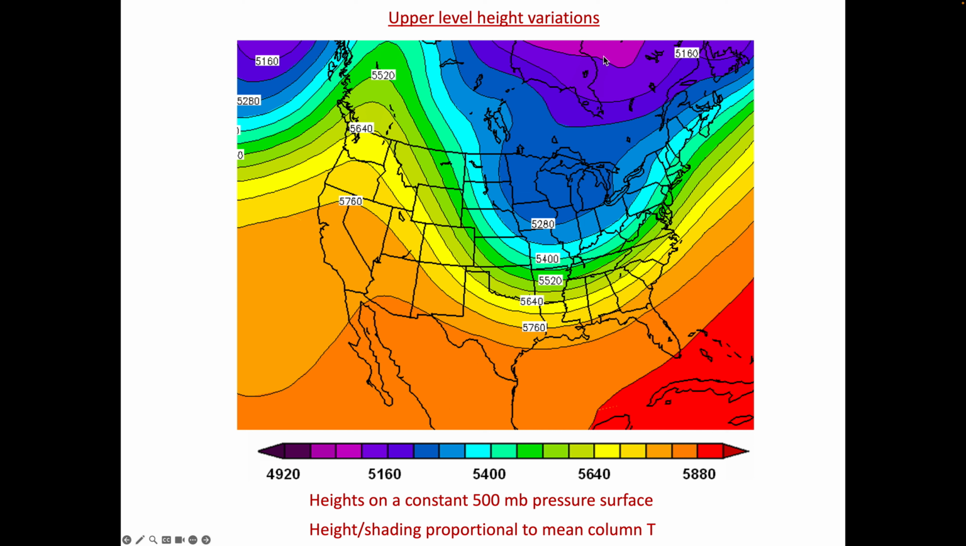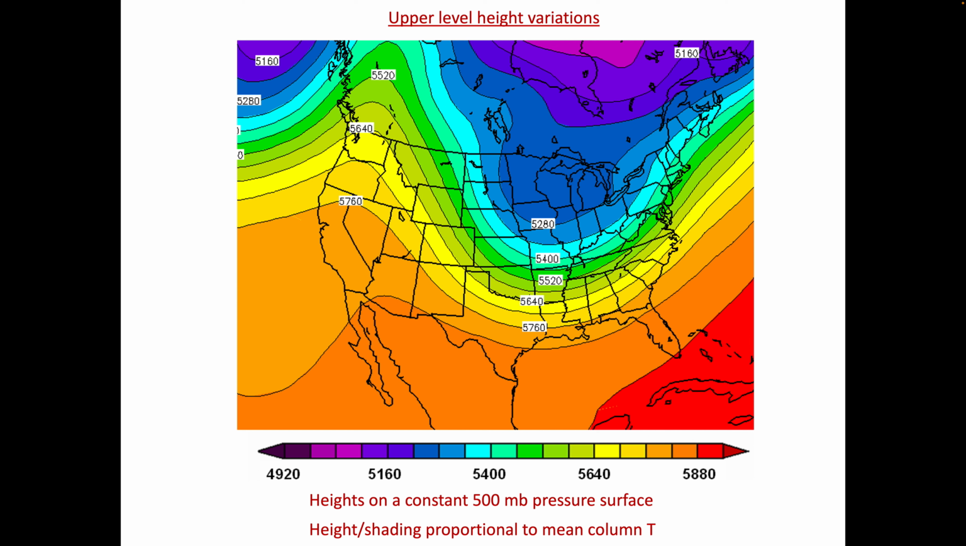Now, I personally really don't enjoy looking at shaded maps. Our maps in meteorology are already quite noisy, and so this adds another level of complexity. So I really do expect and want you to understand that when you take a look at an upper level map and you see a low height, that low height corresponds to a cold column temperature, and that a high height corresponds to a warm column temperature.